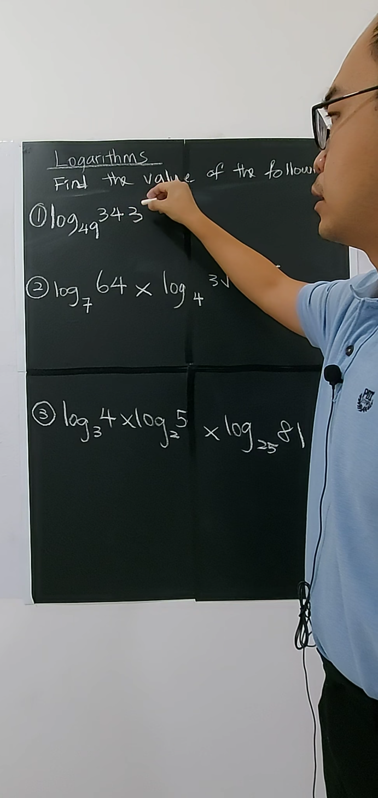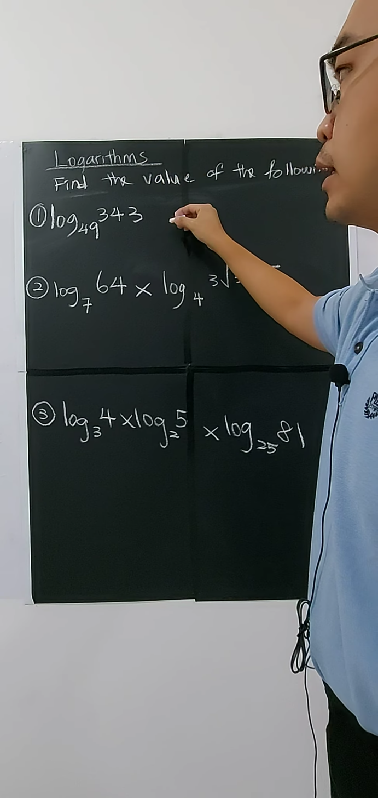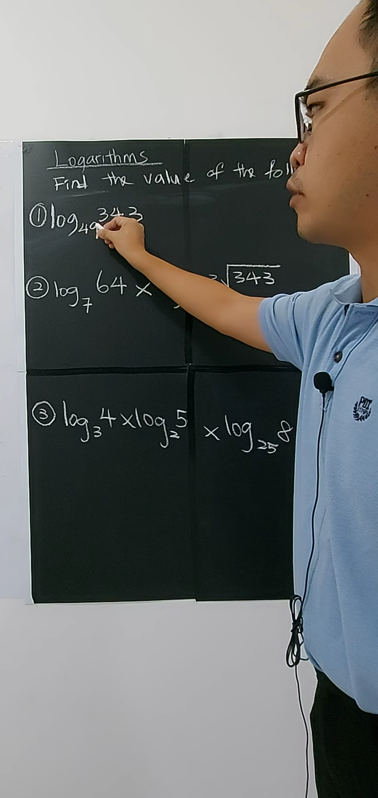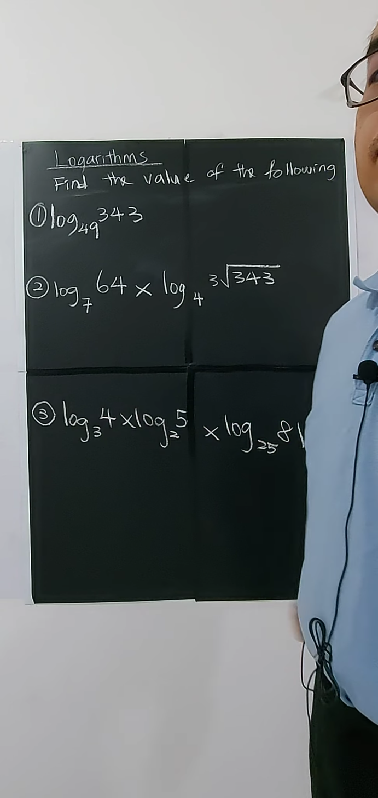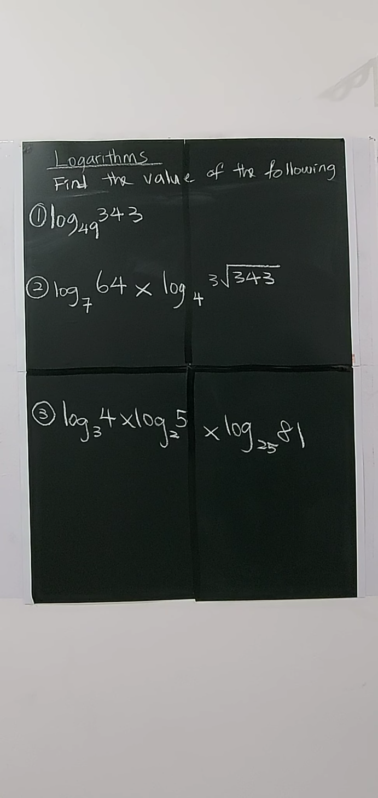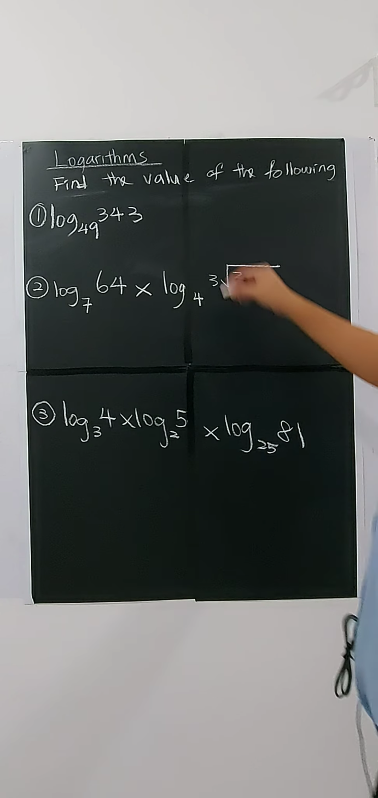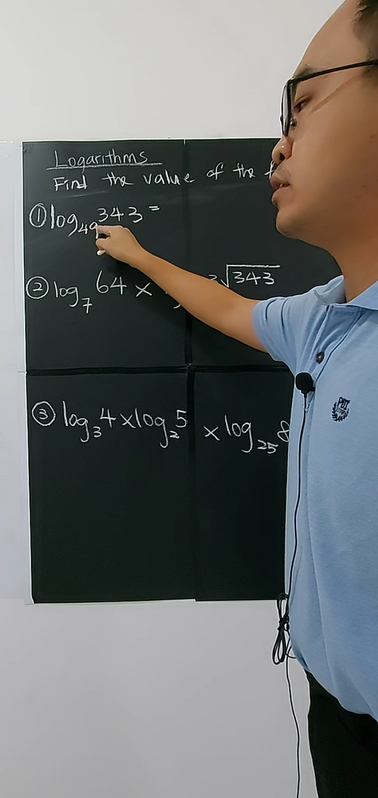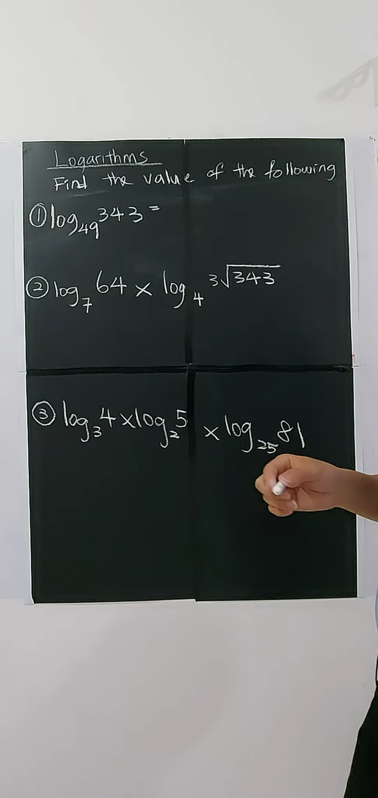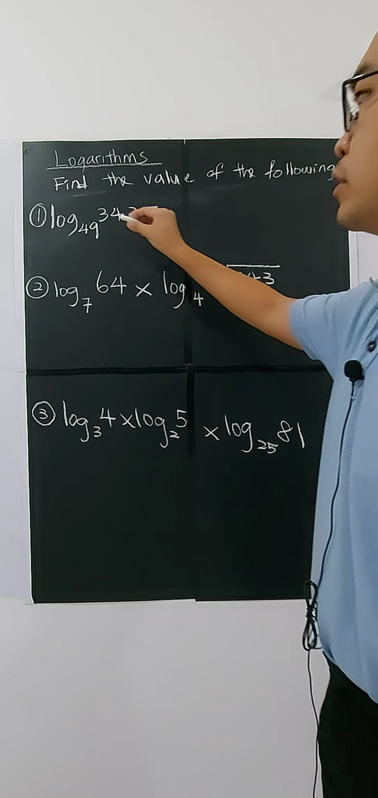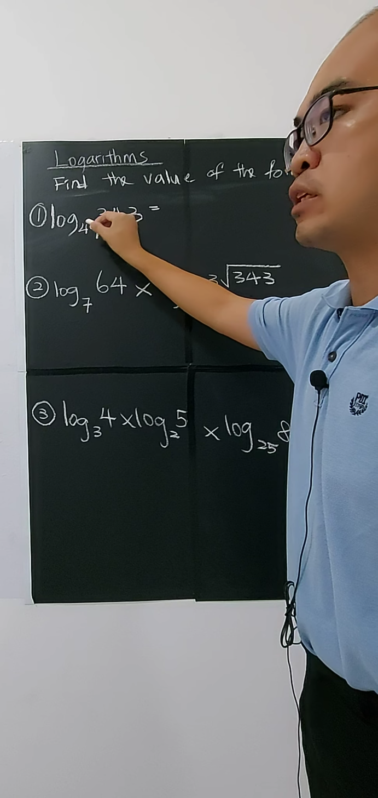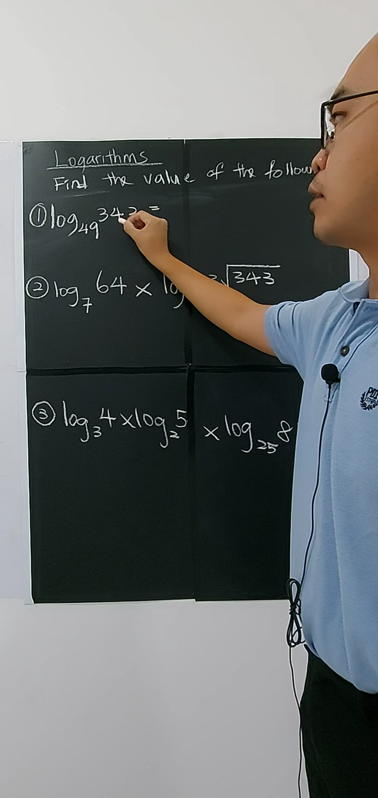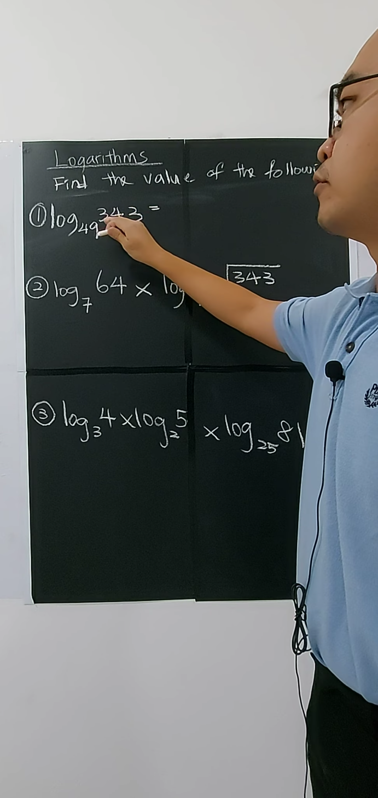So let's say you have, for this case, log 343 base 49. You have to know that 49 and 343 have a common base, which is 7. If I write them in base 7, then I need no formula for changing of base. 7 squared gives you 49, and 7 to the power of 3 gives you 343.